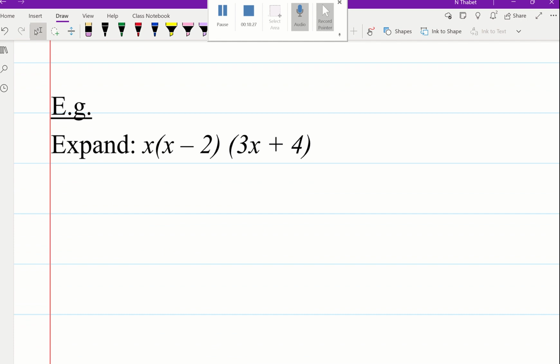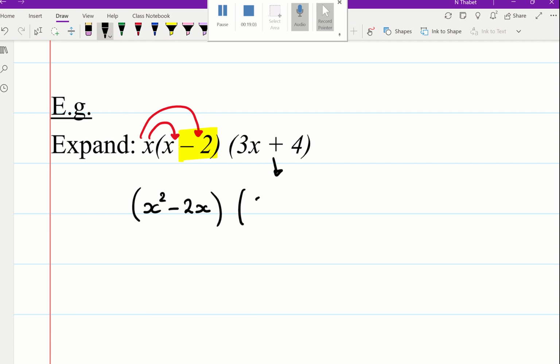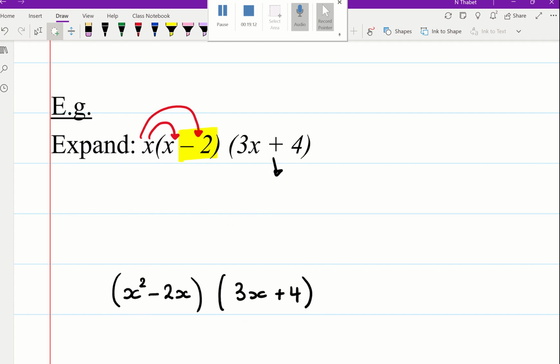Now, the final example doesn't have 3 brackets. It has just an x times 2 brackets. Again, I would start by doing the first 2 together. I would multiply x by x and then x by negative 2. So x times x, x squared. x times negative 2, negative 2x. And then I would put these into the bracket and I would multiply by the second bracket. So I'd do the first 2 together, put them in brackets, and then multiply the double bracket.